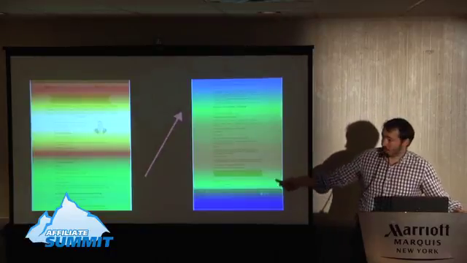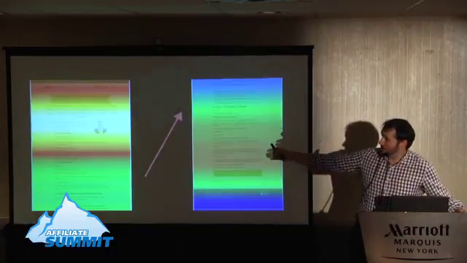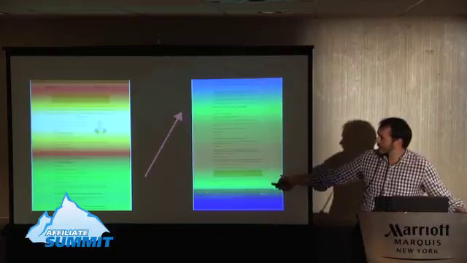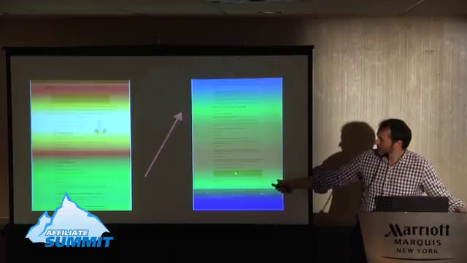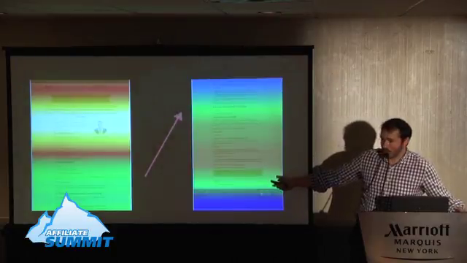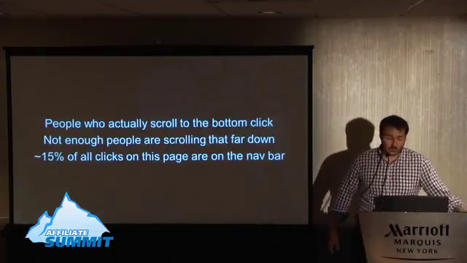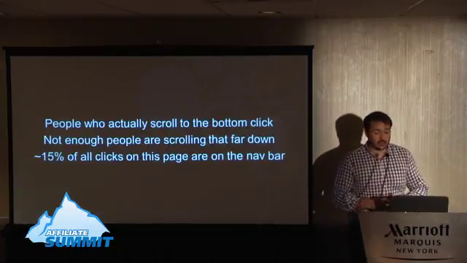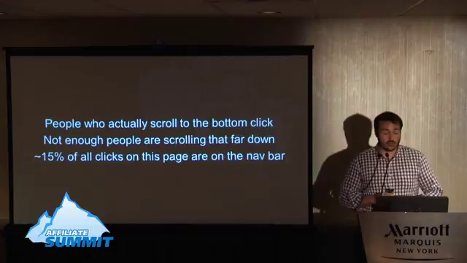This is an example of scroll tracking, where the hottest spots, being the red, are where people are scrolling to, like the percentage of. And notice down here, we still don't have a lot. We had a lot of people clicking, but not a lot of people scrolling. So what could I learn from this? I saw people who actually scroll to the bottom click. Not enough people are scrolling that far down.